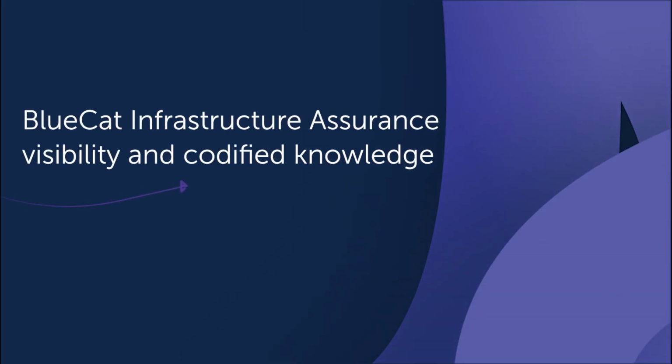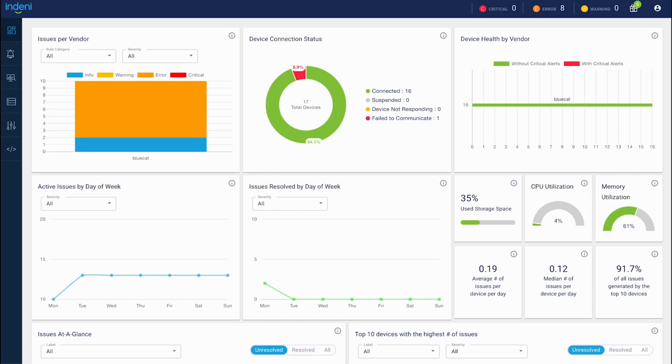In this demo, we'll look at how BlueCat Infrastructure Assurance provides the visibility network teams need to proactively investigate errors and get ahead of network downtime. Let's get started. As part of our day-to-day routine, let's get a quick view of the health of our critical DDI infrastructure here in the dashboard.